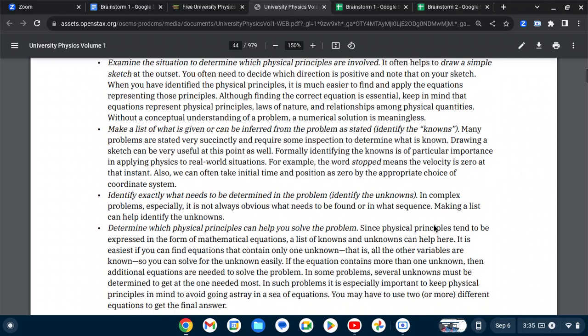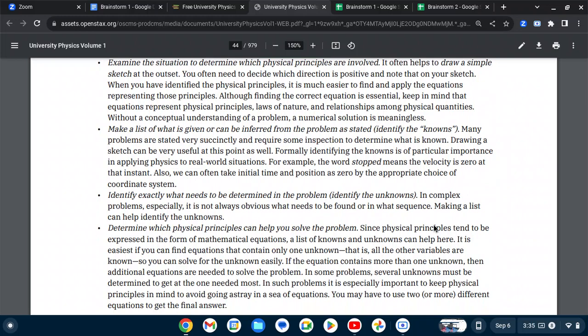Examine the situation to determine which physical principles are involved. It often helps to draw a simple sketch at the outset. You often need to decide which direction is positive, and note that on your sketch. When you have identified the physical principles, it is much easier to find and apply the equations representing those principles.